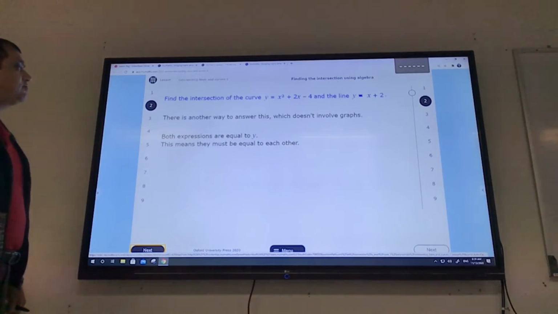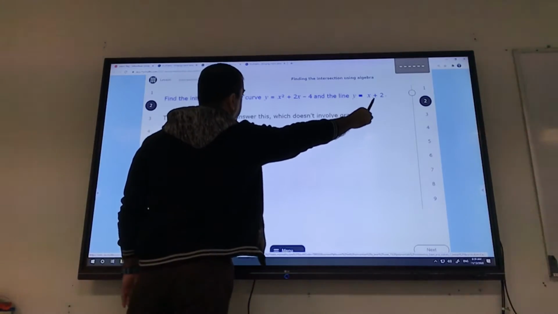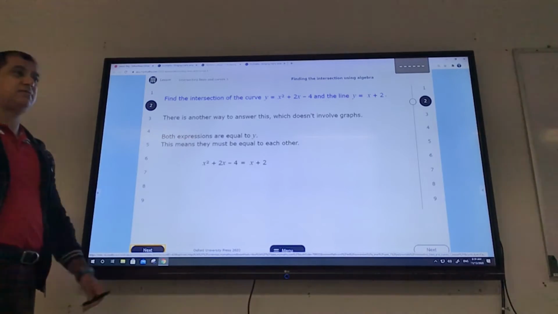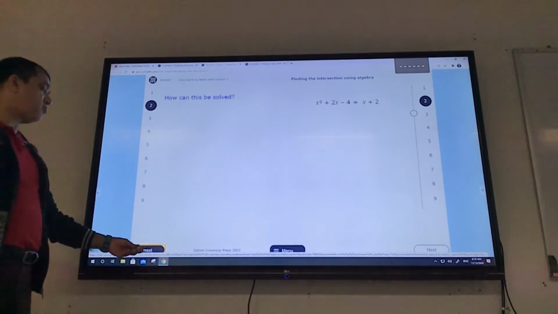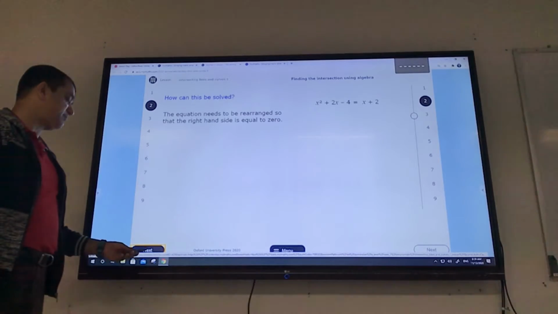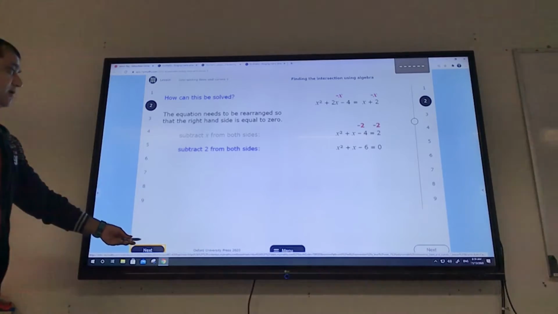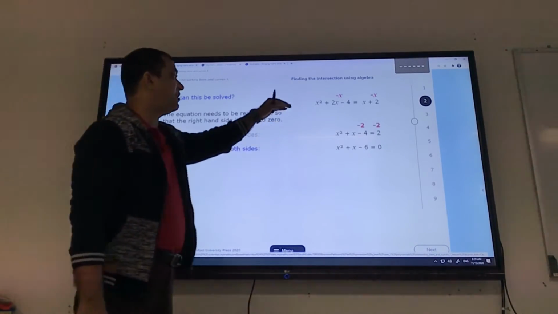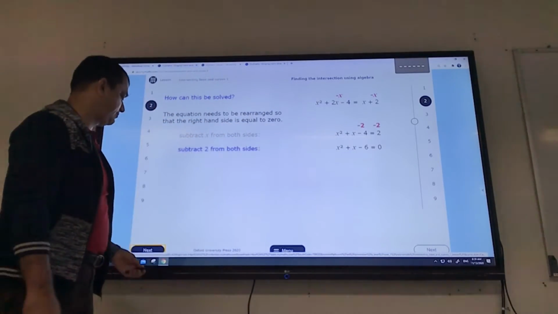Both expressions are equal to y. You can see that y equals this quadratic function, y equals this linear function. So both are equal to y. We can equate them like this. If we equate them, we can simplify further to transform it into a quadratic equation by algebraic manipulations. You get an equation like this one here: x squared plus x minus 6 equals 0, right? After simplification, you find this equation which is quadratic.